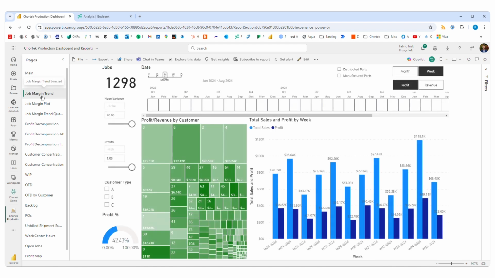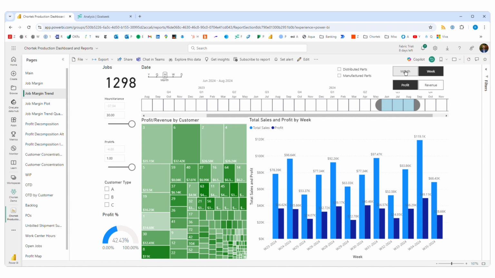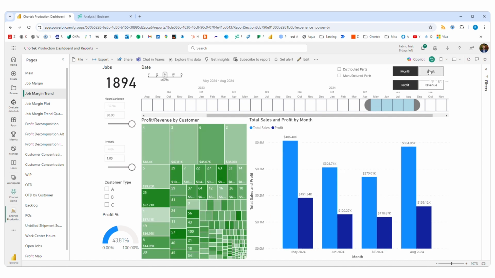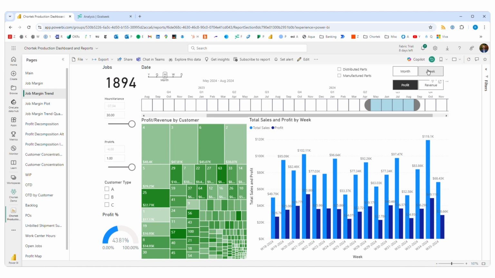So gross profit over time, and I could look at really any period of time. I'm going to look at a few months' worth. I'll flip it back to by week, and I can start to see a very clear trend. This is at the high level.